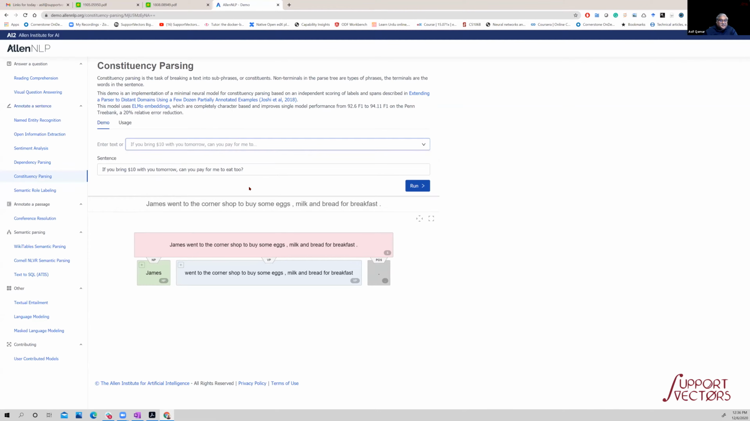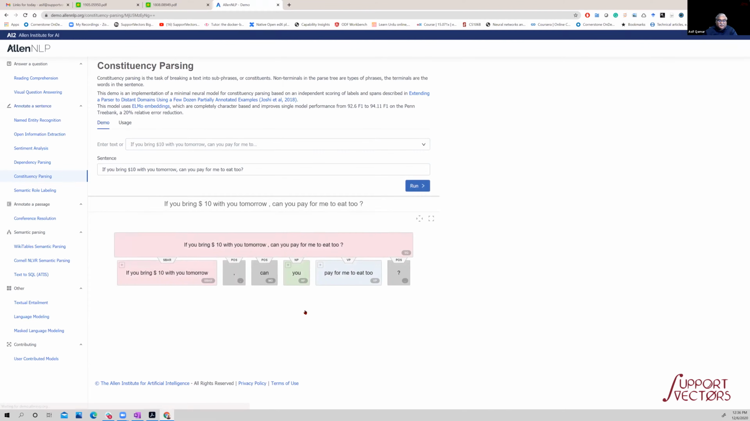Let's take another example. If you bring $10 with you tomorrow, you can pay for me to eat too. Can you pay for me to eat too? Now what happens? If you bring $10 with you tomorrow certainly makes one subphrase, comma, can you, but these two sort of hang out, pay for me to eat too. This is one phrase. So this process is called constituent parsing.